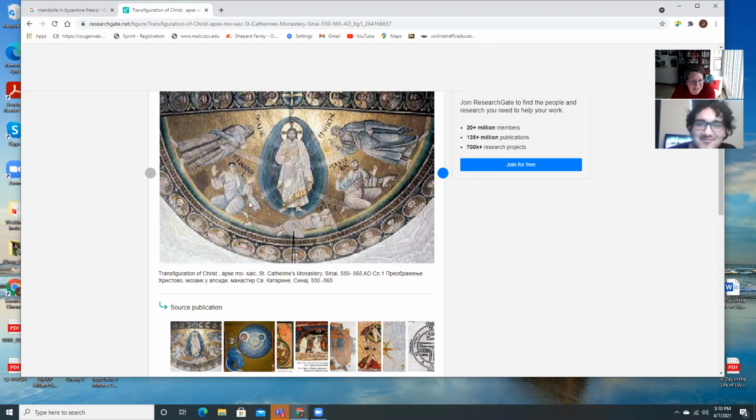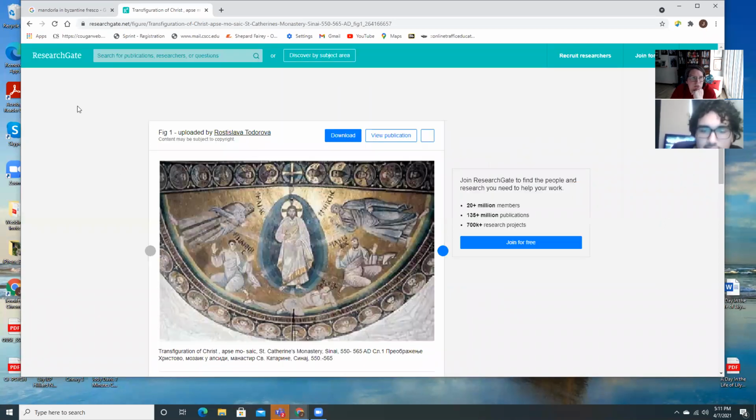Yeah, this one is from the monastery at St. Catherine's in Mount Sinai. So that's where the mandorla starts to appear. We're going to see it all through Romanesque. It's going to be really a fixture of Romanesque art. So there's your mandorla.